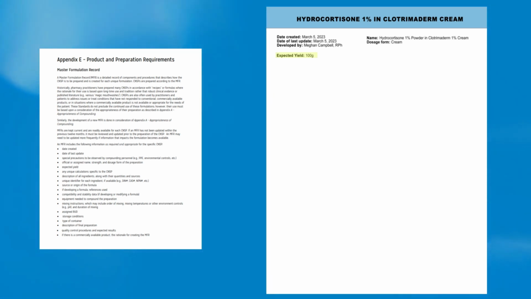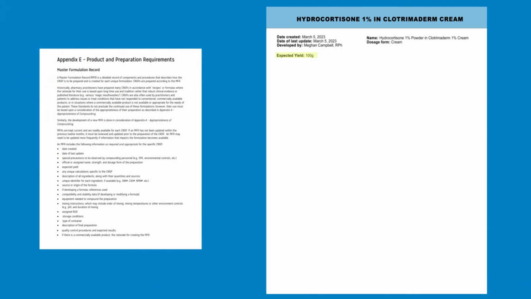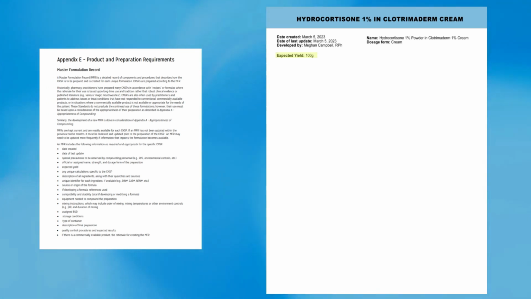Following the standards, and to avoid these types of errors, best practice would be to always have a second person double-check both the calculations in the MFR against the original formula and the compounding file against the MFR.